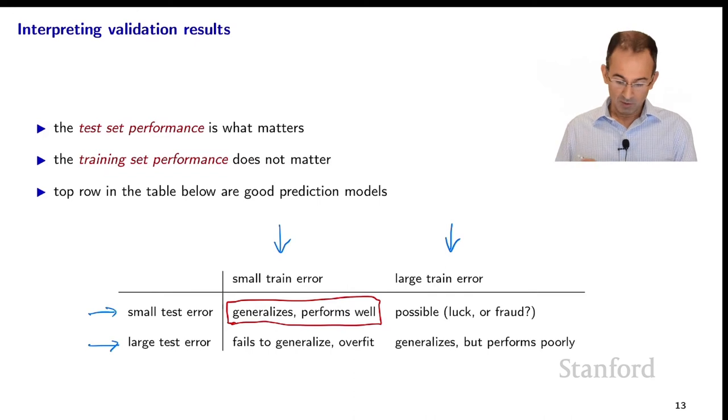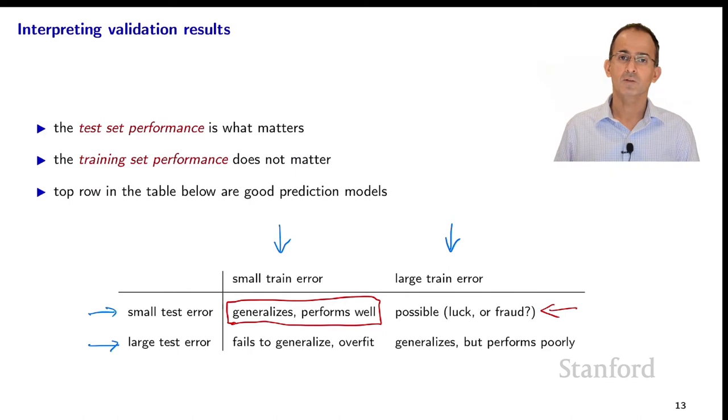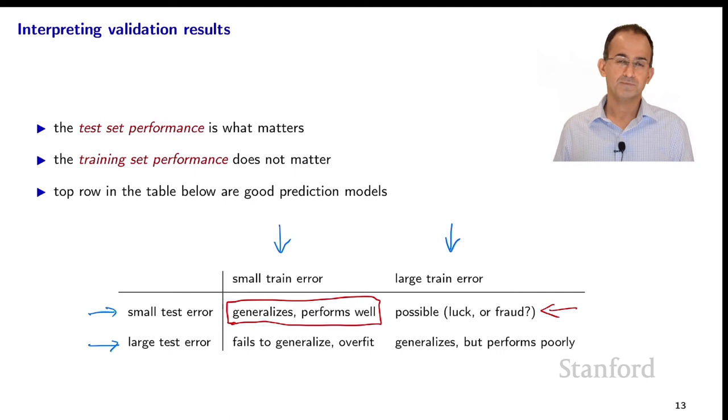It is possible to be over here, to be in the case where we have small test error but large training error. That is luck, or perhaps we've cheated and there's some kind of fraud involved. It doesn't happen very often, because one does the training and one sees large training error, and typically we don't even bother to try it against unseen data. If we can't get it to work on data that we can see, we're probably not going to get it to work on data that we can't see. So this doesn't happen very often.